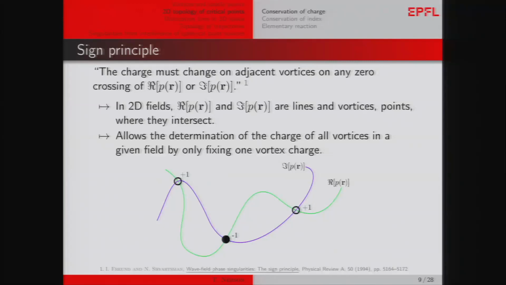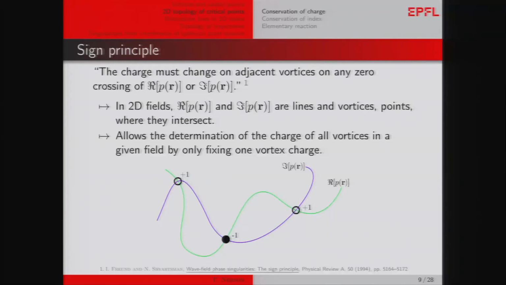Let me explain. Here you have in purple the imaginary part of the pressure, that is a line, and you will have the same for the real part. And when those lines intersect, the zeros of the imaginary part and real part of the Poynting vector of the pressure, you will find those vortex points, and the charge will be either +1, then -1, then +1, and so on.